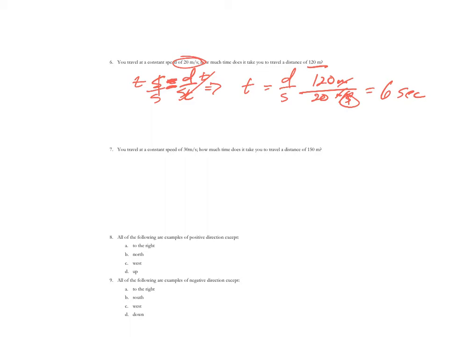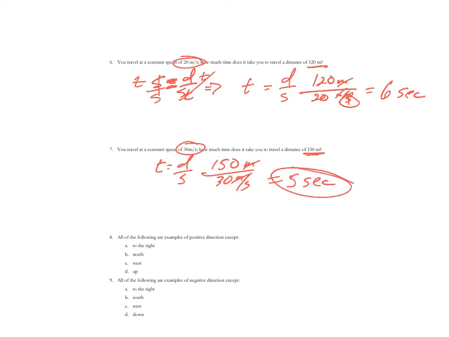How much time? We just did this. Time equals distance over speed. Distance is 150. Got to know your units. And the speed is 30. Meters goes bye-bye. 30 goes into 150 5 times, so that's 5 seconds.